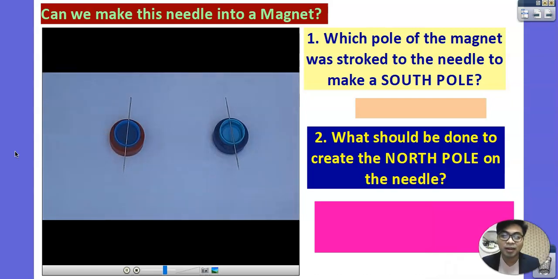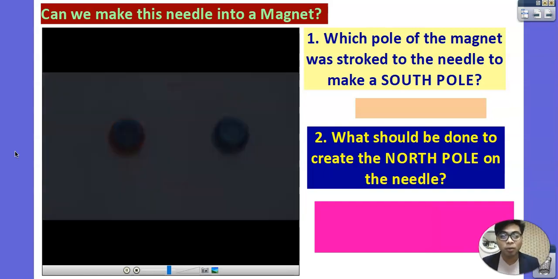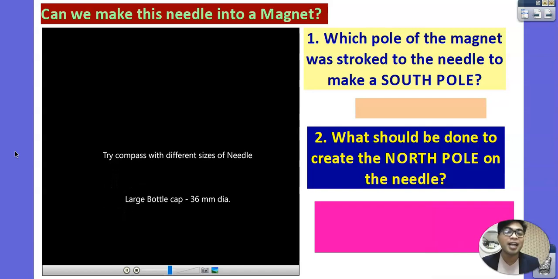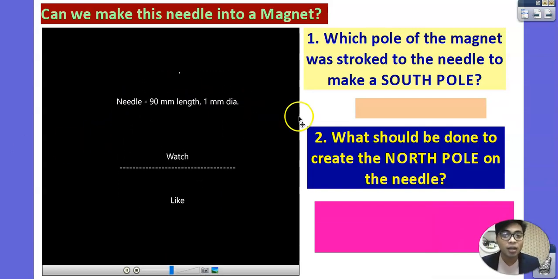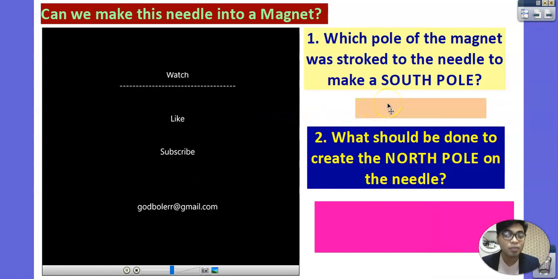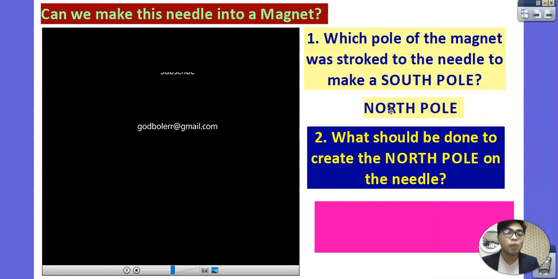Let's fill it with water, and let's see what will happen. Look, it moves now. The movement here is because these needles are now magnetized. And look at the poles now. You can see that there are now different poles right over there. So which pole of the magnet was stroked to the needle to make a south pole? If you want to make a south pole, you need to stroke the north pole of the magnet.